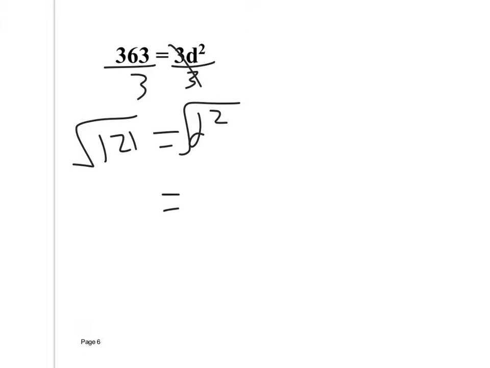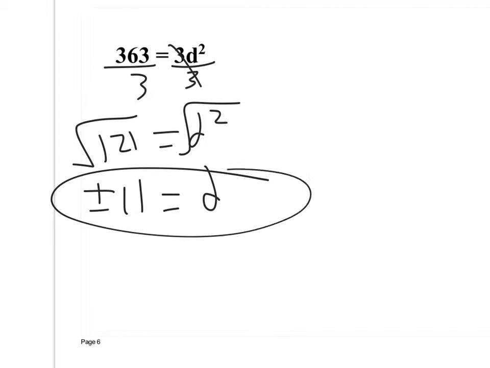What's the square root of d squared? D. Oh, geez. What's the square root of 121? 11. What's the other square root of 121? Negative 11, so that's why I write plus or minus, and there's my answer.